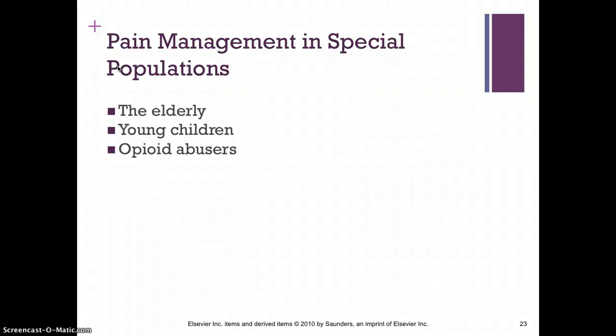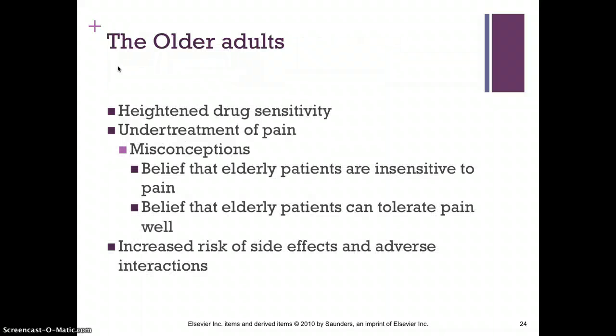So who are our special populations when we think of pain medication? So we want to think of elderly adults, young children, or opiate abusers. So let's parse each of those out. Older adults. Some people have misconceptions, right, that older adults don't feel pain the same way or they should be able to tolerate it more. I want you to get rid of these myths.